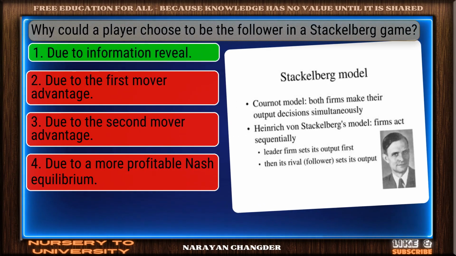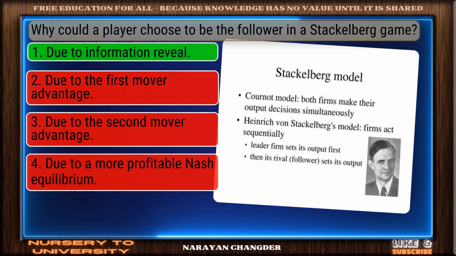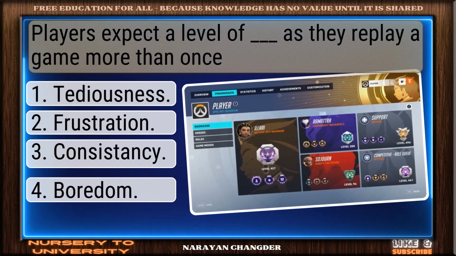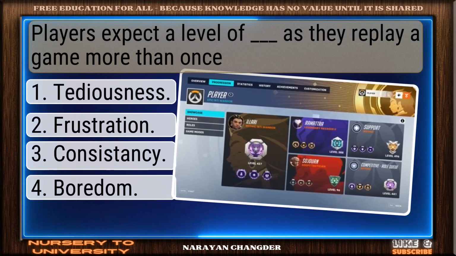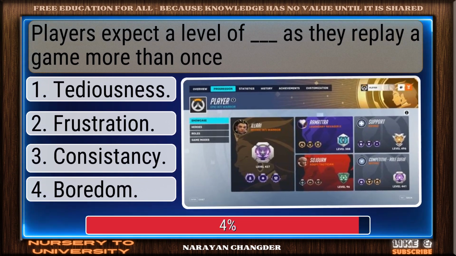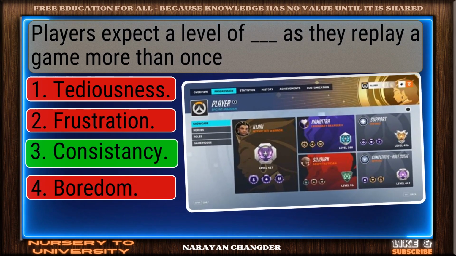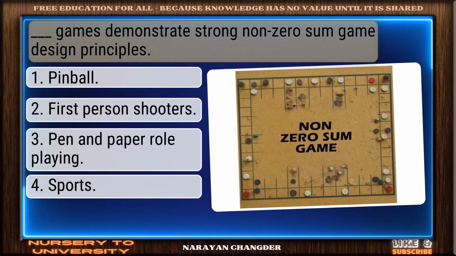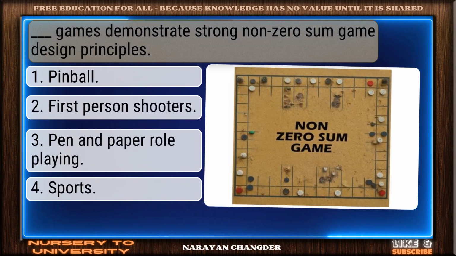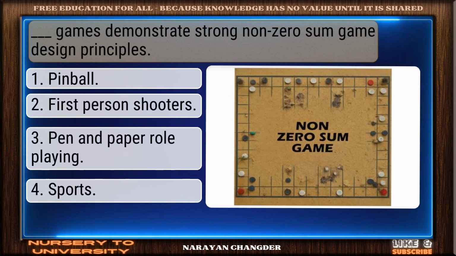Correct. Due to information revealed is the right answer. Players expect a level of dash as they replay a game more than once. You chose consistency, and it is correct. Dash games demonstrate strong non-zero-sum game design principles.